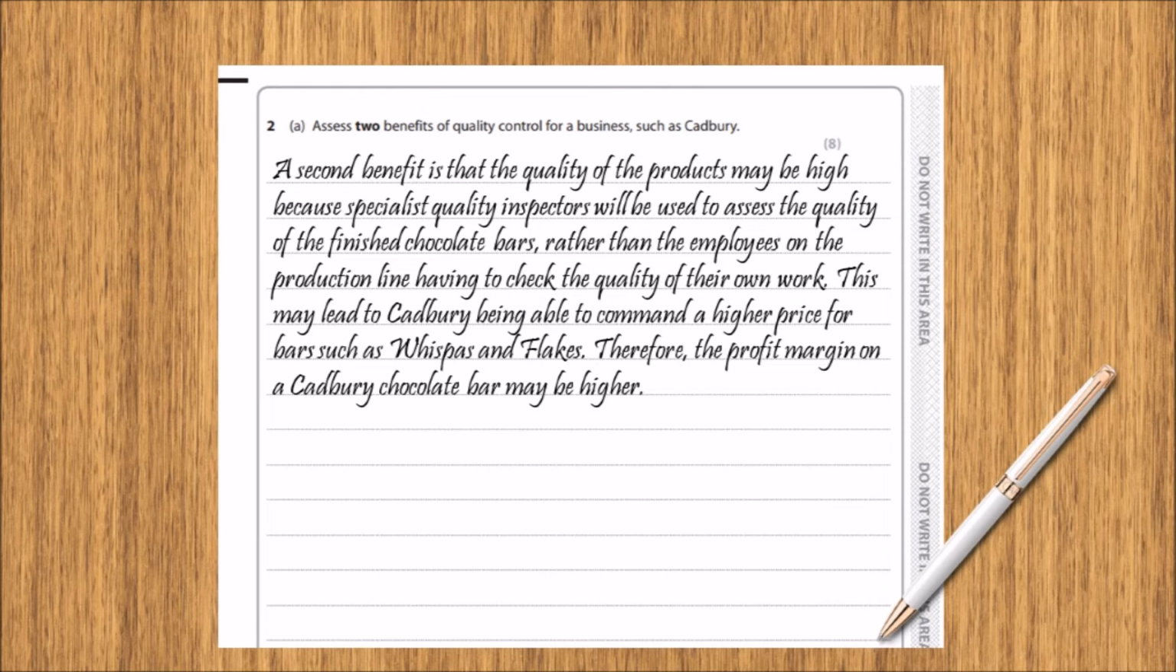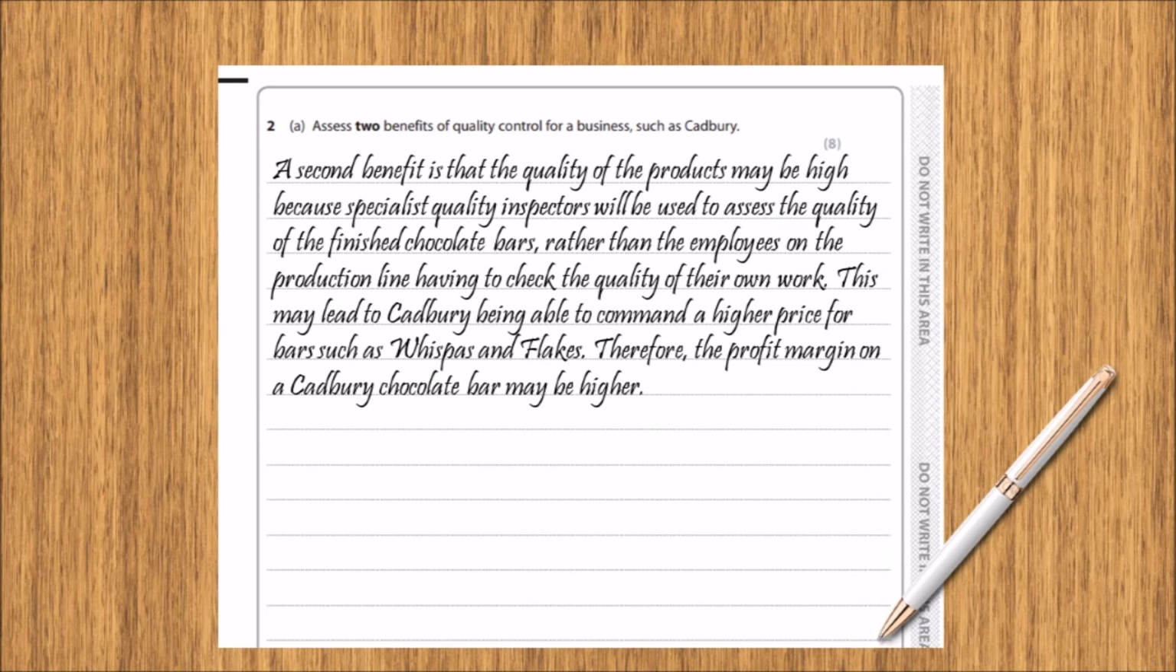So our point is that quality control means that we will need specialist employees, people who know quality inside out. We're not asking the employees on the production line as an additional task to try and notice errors or defects. We've got staff whose job is dedicated to that, which should mean that the products we produce are better quality. But we don't just drop that point and walk away from it. We expand it, we analyze it. So that means that we might be able to command a higher price, and that might mean that we've got a greater profit margin on every chocolate bar that we sell.